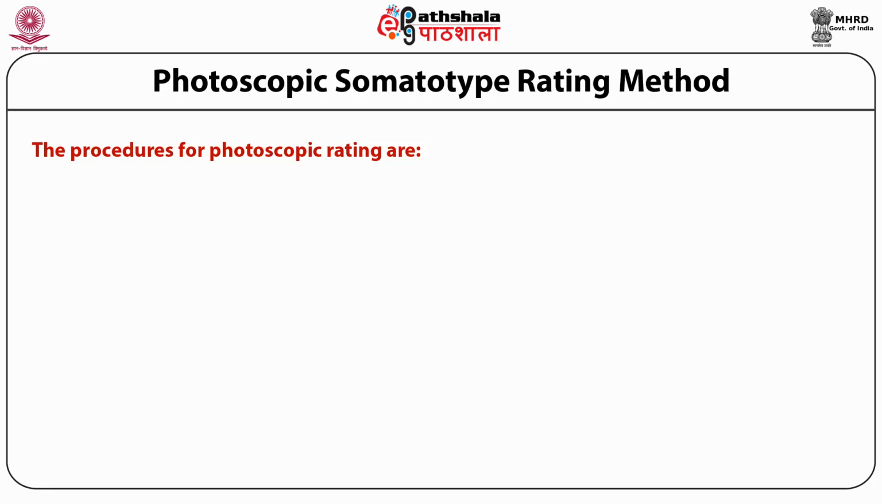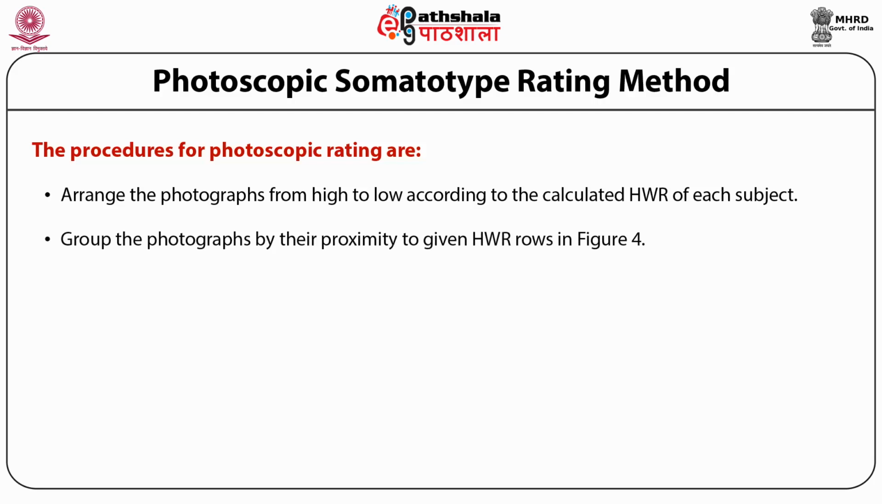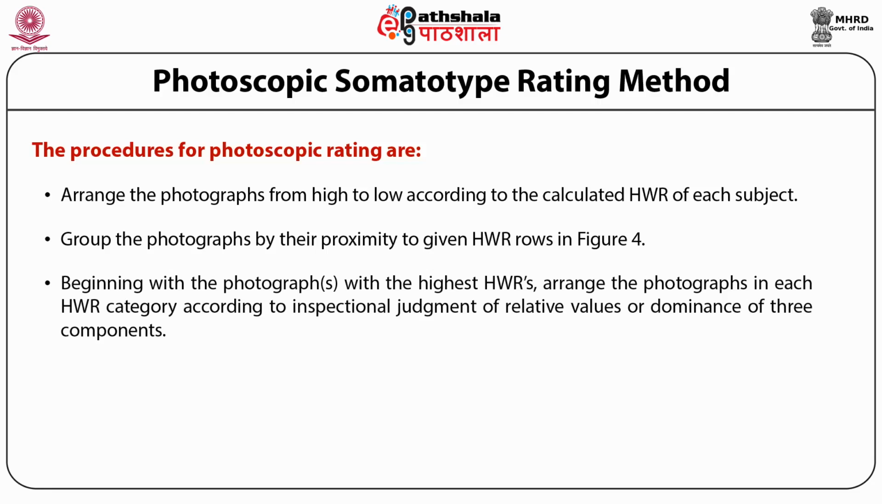The procedure for photoscopic ratings is as follows. The following procedure assumes that the rater has photographs of 20 or more subjects. 1. Arrange the photographs from high to low according to the calculated HWR of each subject. 2. Group the photographs by their proximity to given HWR rows in the figure. 3. Beginning with the photographs with the highest HWRs, arrange the photographs in each HWR category according to inspectional judgment of relative values or dominance of the three components.